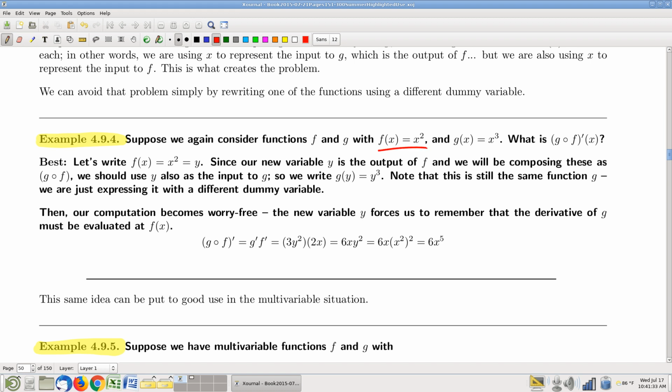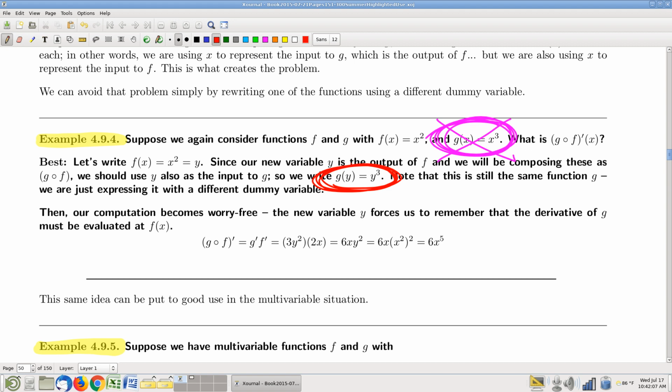We're given these two functions, f of x and g of x. Whoa, hey, no, you can't do that. You can't just have g be a function of x. x is the input variable for f. So let's rewrite, let's say, fooey on that. g is now a function of y. Same function. It's still the cubing function. I'm just writing it in terms of a different dummy variable. And now there's no danger of confusion of variables.